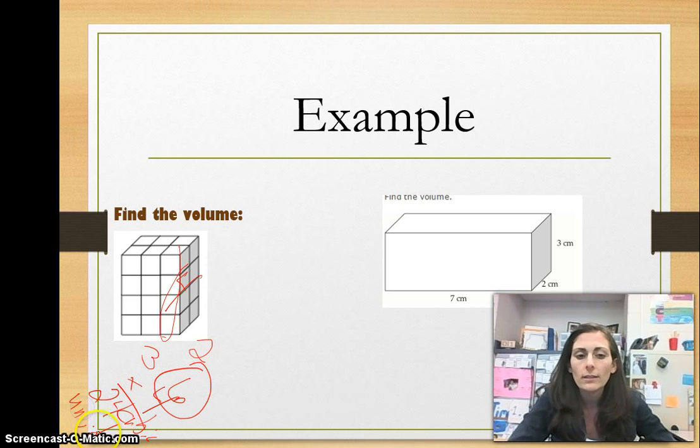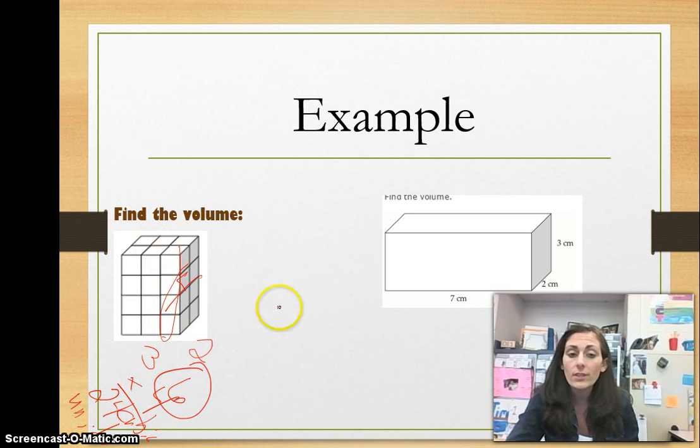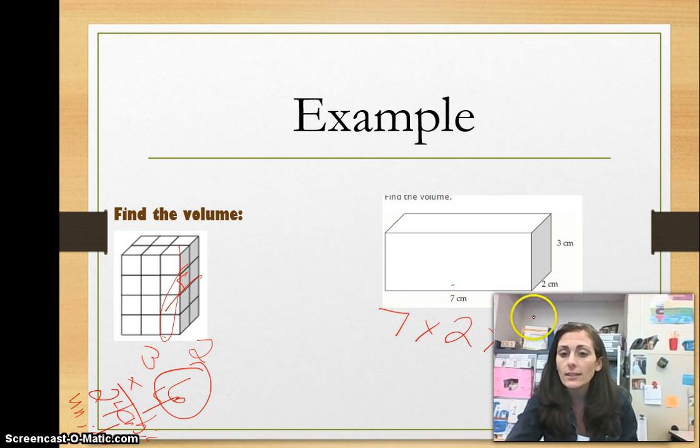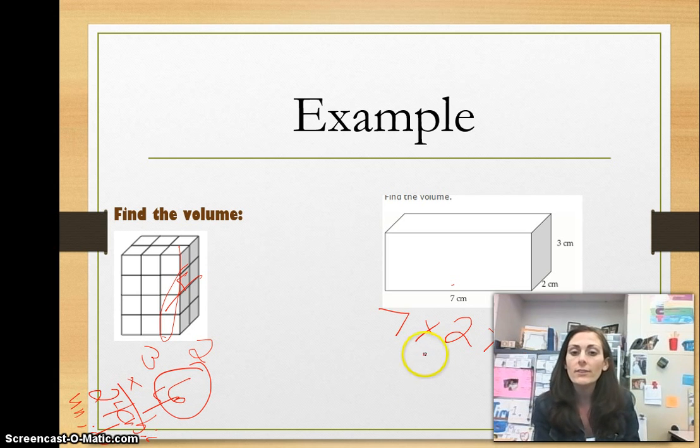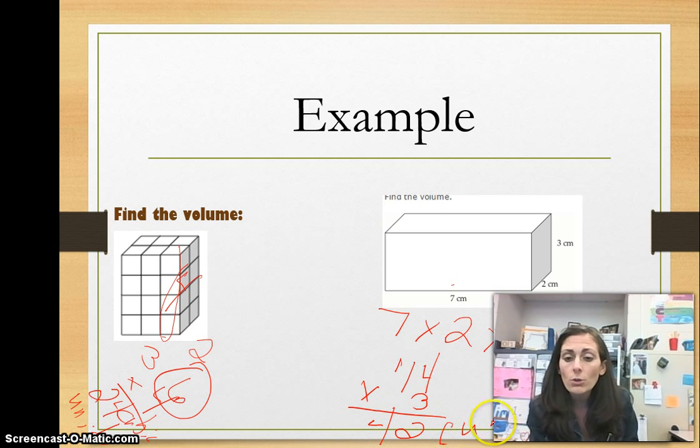So that's one way. Now, if we don't have the cubes here, we can just look over here and we can take 7 times 2 times the height, which is 3. So 7 times 2 is 14, and then 14 times 3 is 42 cubic centimeters. Now remember, you always have to label it, and volume is always labeled cubic, and then the unit of measurement here is centimeters, so then that needs to be applied. So we have 42 cubic centimeters.